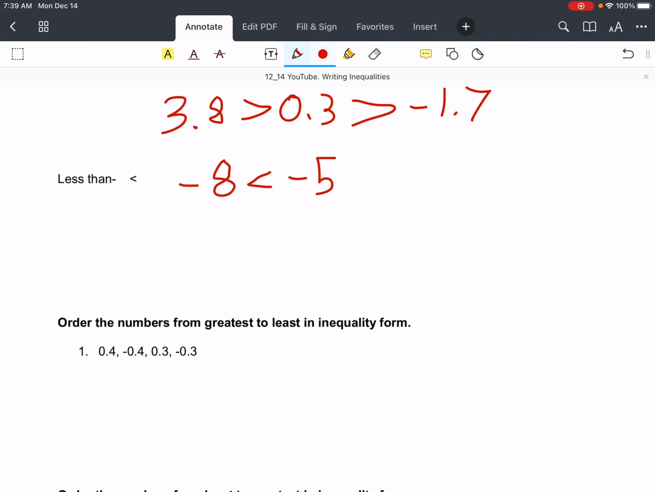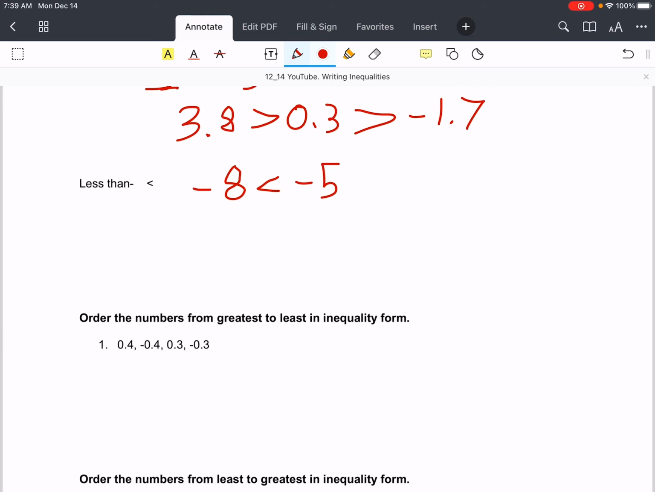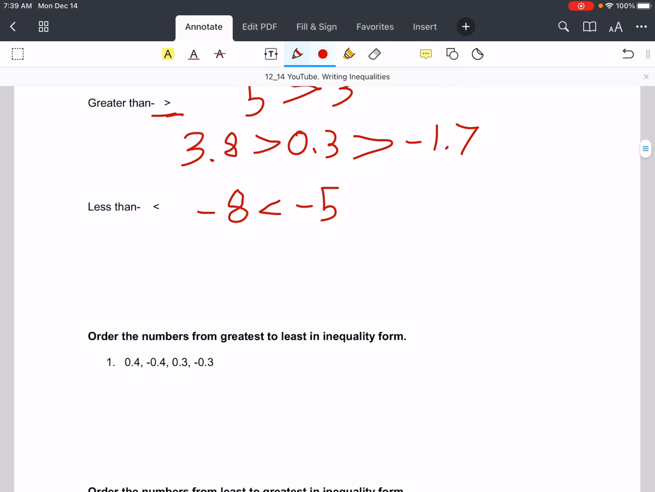Number 1, order the numbers from greatest to least in inequality form. So we are going to be using the greater than symbol, because our first number is going to be the greatest number. What I do when I do these is I underline the numbers as I use them. That way I don't use a number twice or forget to use a number completely. It helps keep me organized. So I know that 0.4 is the greatest of those numbers.